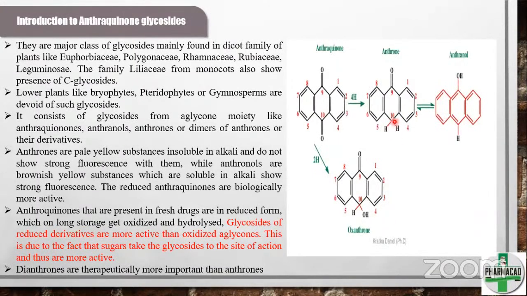A dianthrone will have what? It will have 2 nuclei of an anthrone. Di, right? So here also, through a carbon-carbon bond, there will be an addition of an anthrone moiety, so it will become a dianthrone. So with a dianthrone, 2 sugars get attached, so it will be more active as compared to an anthrone. I hope this is clear.